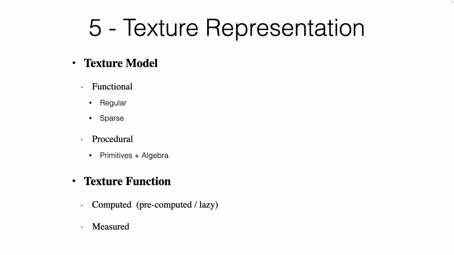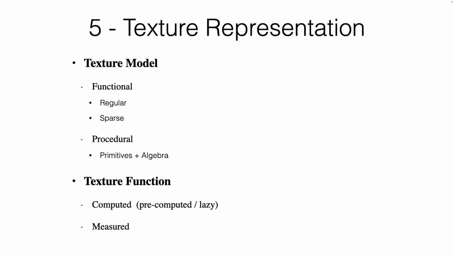And you can model this texture in a functional way or a procedural way. So the functional way, we try to reconstruct the textures using a function that does some interpolation of values that are sampled in a regular pattern or a sparse pattern. In a procedure, you usually have primitives and an algebra, and then with these primitives, they generate what you are going to convey with the texture.